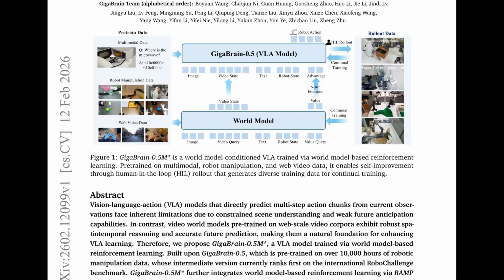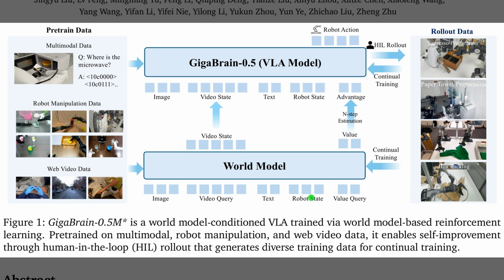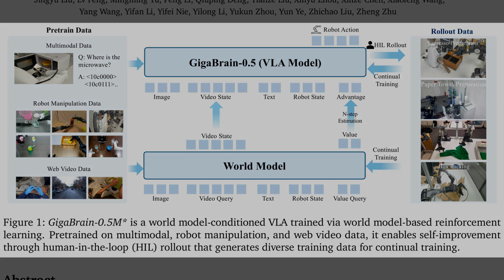Figure 1 outlines the complete training framework, which connects data ingestion, model interaction, and real-world refinement. On the left, the system begins with diverse pre-training sources, including multimodal instructions, robot manipulation logs, and web videos. In the center, the architecture pairs the main vision language action model on top with a world model below, which provides critical future state predictions and value estimates to guide planning. Finally, on the right, the human-in-the-loop rollout collects fresh data from tasks like espresso preparation, closing the loop to continuously retrain and improve the system.